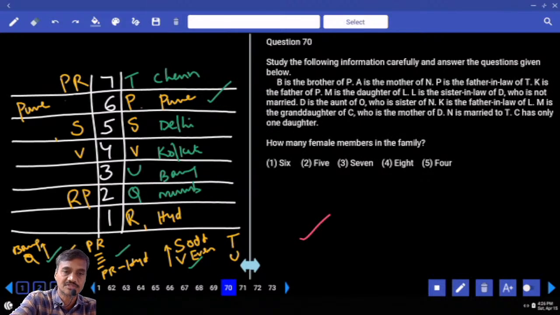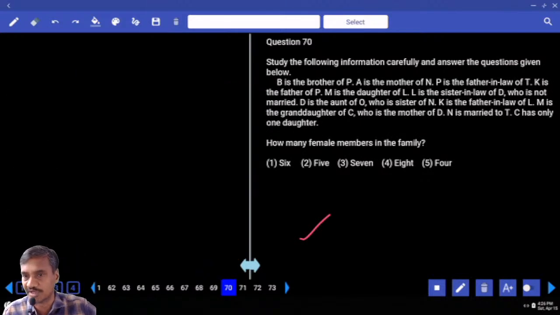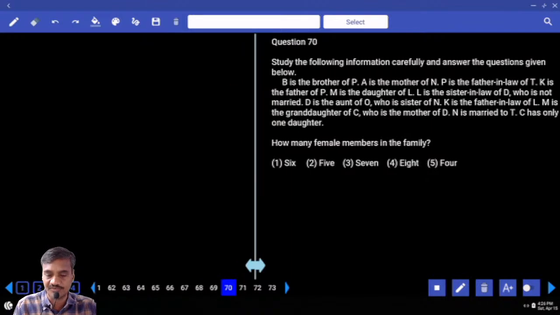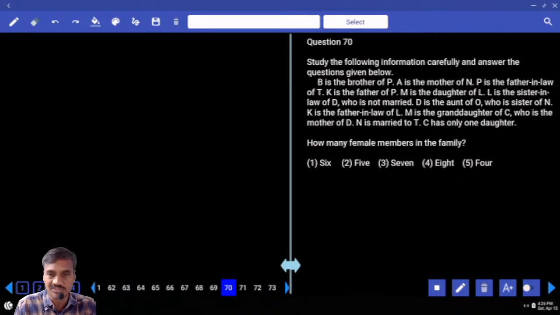Then from 70 onwards, first or second priority? 70 is definitely under the first priority, because how many questions? 3 questions were given under this one, blood relations.